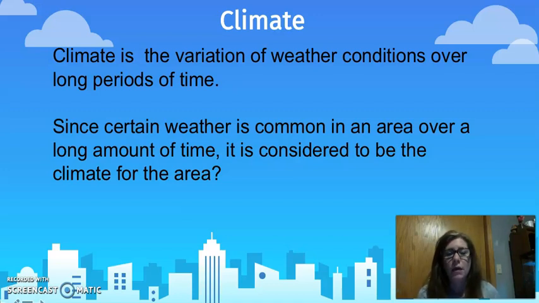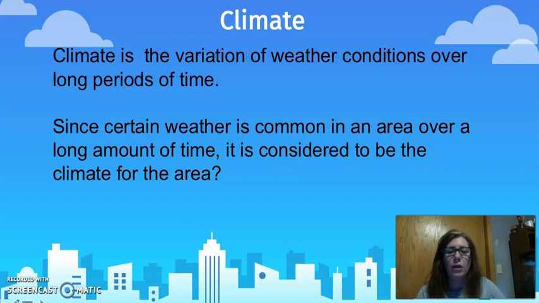The climate is over a long amount of time, and this is something that scientists keep track of over years and years and years. Since they see patterns in what happens each season and in certain areas, they know that that is the climate. Since certain weather is common in an area over a long amount of time, it is considered to be the climate for that area.